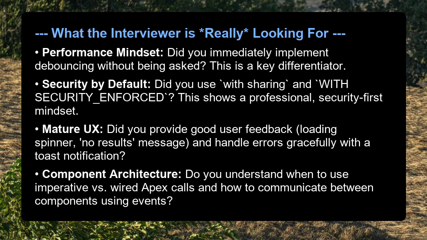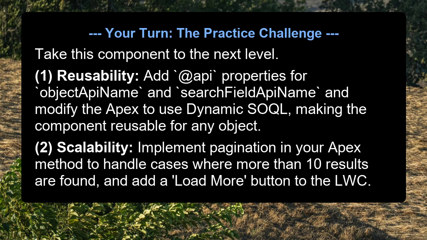Mature UX: did you provide good user feedback, a loading spinner, a no results message, and handle errors gracefully with a toast notification? Component architecture: do you understand when to use imperative versus wired Apex calls, and how to communicate between components using events?